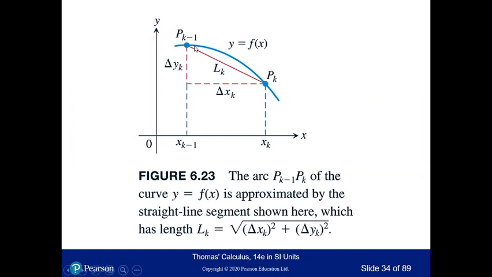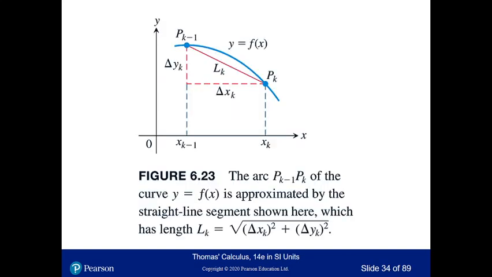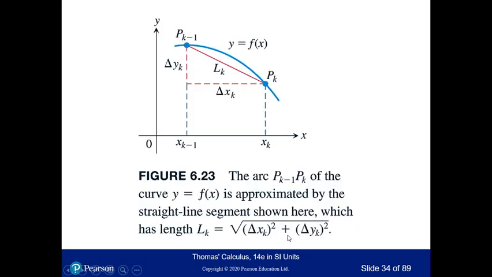We are talking about this arc, and this lk is the approximated value of that arc. It's not the exact value, but an approximated value. So we are going to consider all of such segments, and then we are going to get the formula. The formula actually doesn't look very much like this one.